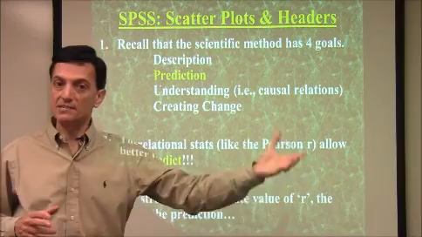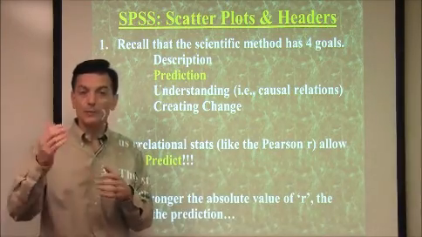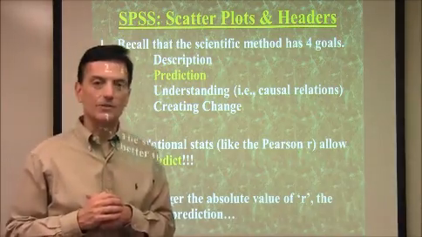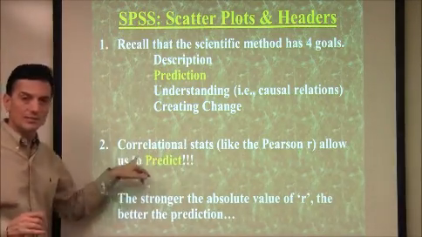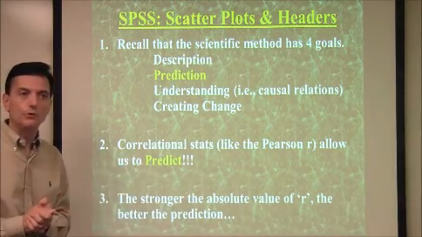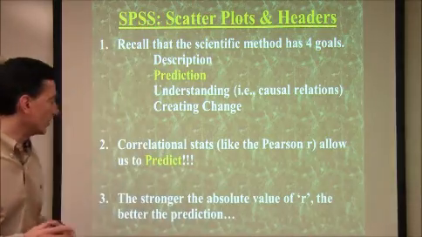There are other kinds of tests, though, that are not based on means, and we call these non-parametric tests. One that we'll introduce a little bit later on is called Spearman's rho, but we won't get too far ahead of ourselves. We can use correlational statistics to predict, and that's an important goal in the scientific method. It's one of our 4 goals.